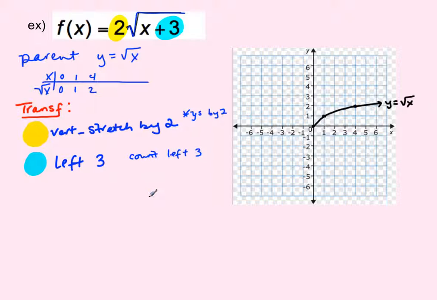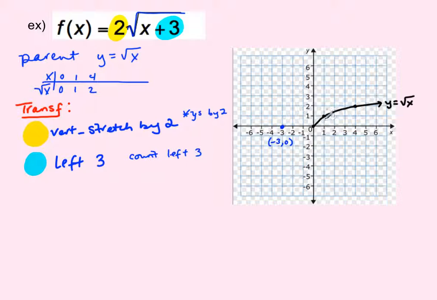Ready? 0, 0. When I multiply 0, the y value of this, by 2, it goes nowhere. Like we knew that was going to happen. That point never gets stretched or reflected. So now I'm just going to take it and count it left 3. 1, 2, 3. So this is my new 0, 0. So negative 3, 0 is my new 0, 0.